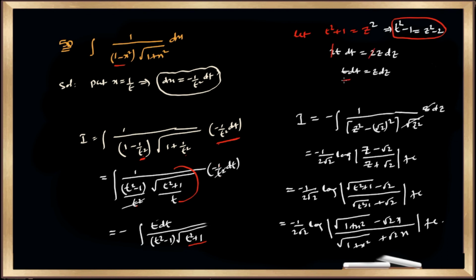Now the value of t dt is z dz, the value of t square minus 1 is z square minus 2, and t square plus 1 is z square. If you put all these values, root over z square, this z square gets cancelled. So the final answer is 1 by z square minus root 2 square. So this is 1 by x square minus a square, which is 1 by 2a, where a means root 2, logarithm of (x minus a) by (x plus a), plus c.